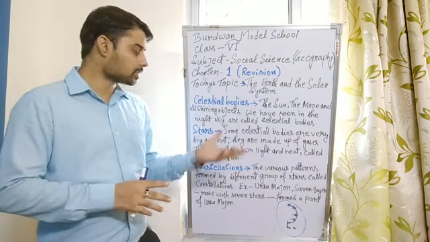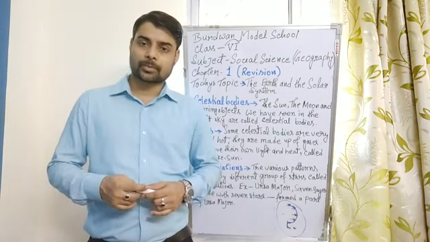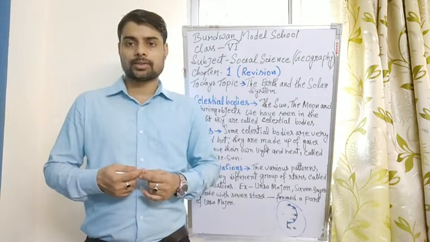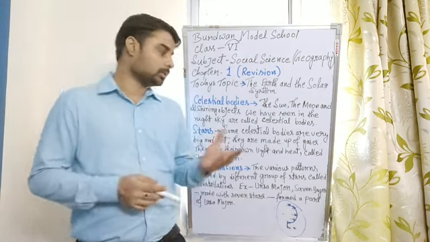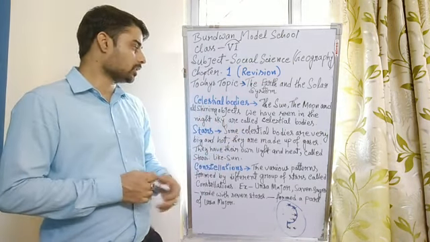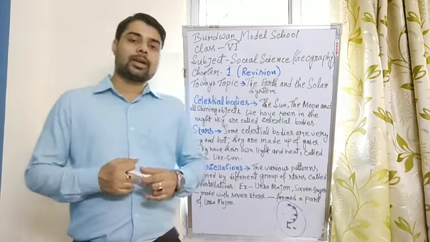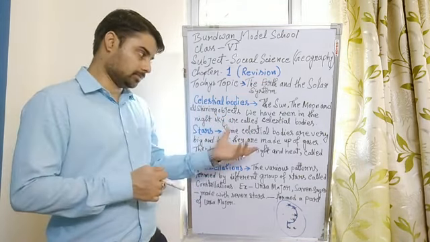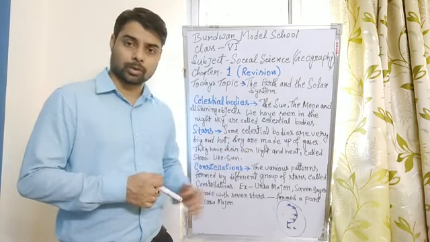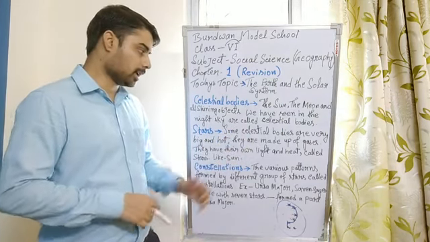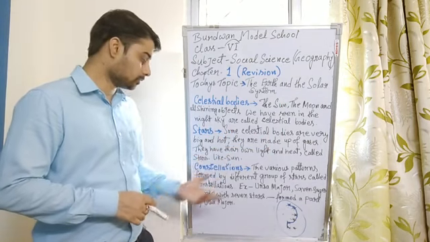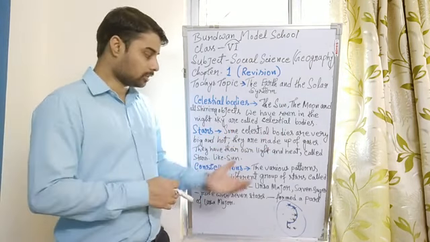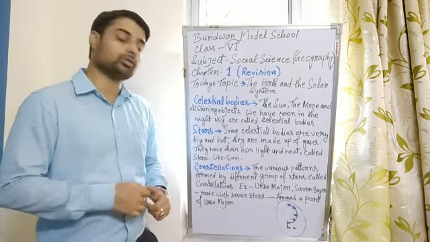Next, the celestial bodies: the sun, moon and other shining objects are celestial bodies. Then the stars: celestial bodies with their own heat and light, made up of gases. And last, the constellations: the various patterns formed by different groups of stars.